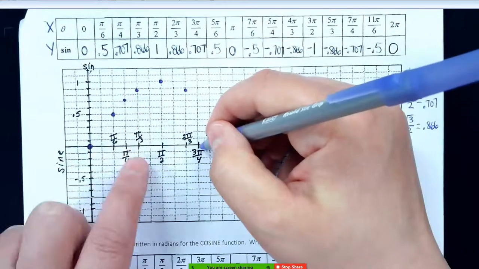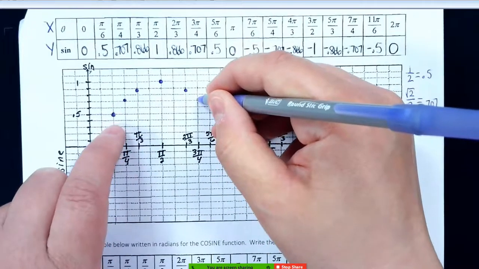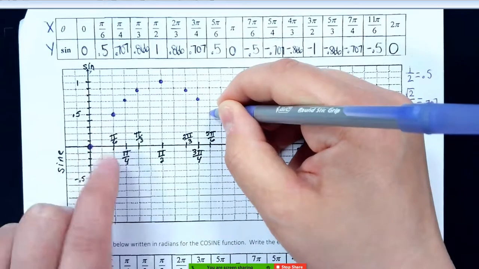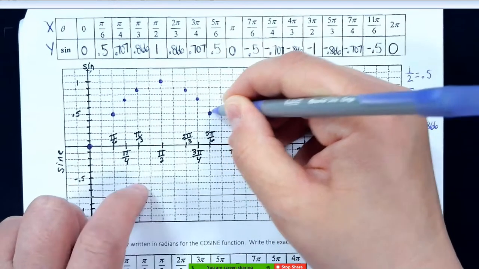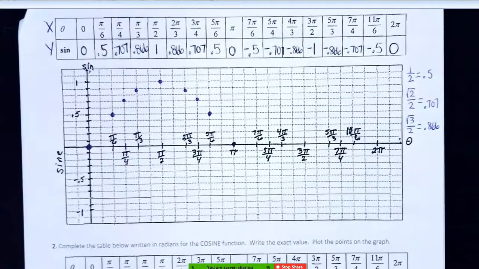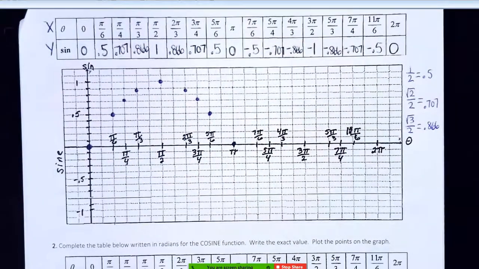3 pi over 4, I'm at that 0.707. 5 pi over 6, that'll be a nice one, that's at 0.5. And then when you get back to pi, you are at 0. So basically what I've done here is recorded the y-coordinates of the top half of the circle, and now we're going to go back down.